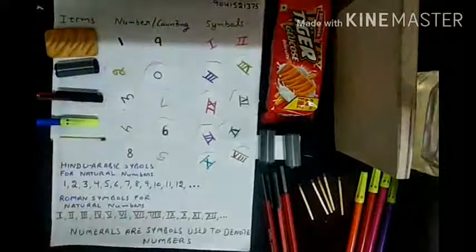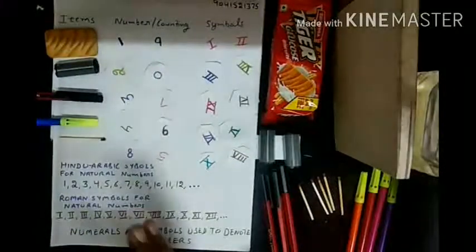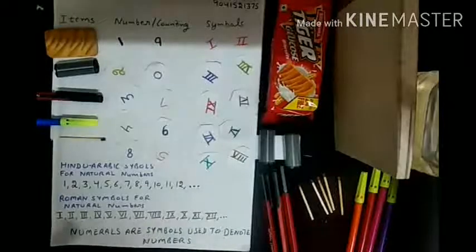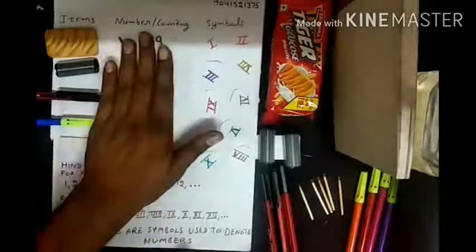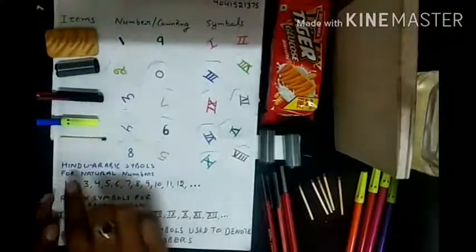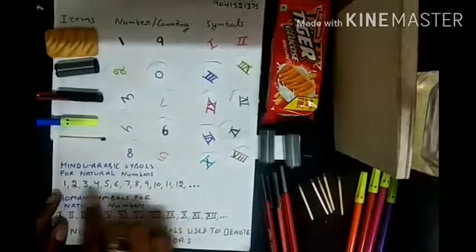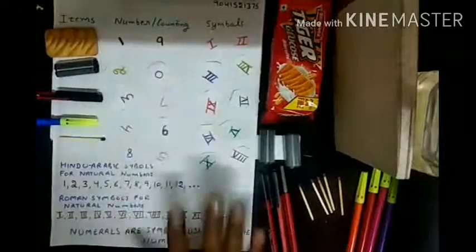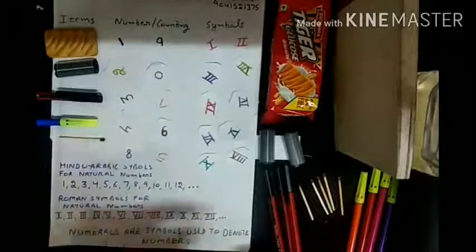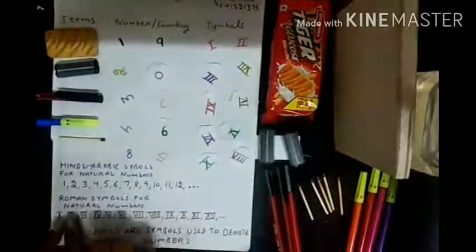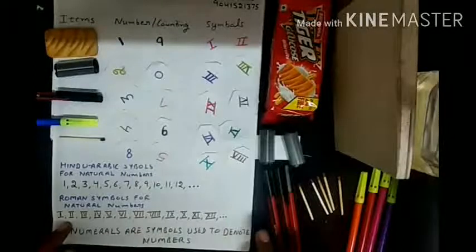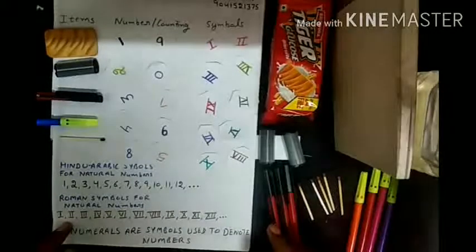Now in this picture you are seeing that I have arranged all the symbols of the various families. One group is this and one group is this. Now this group is called Hindu-Arabic symbols for natural numbers when written in the continuous form, and this group is called Roman symbols for the natural numbers when they are written in the continuous form.